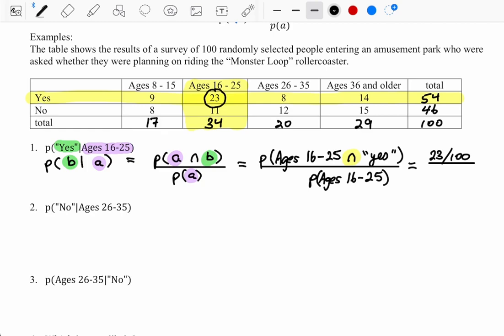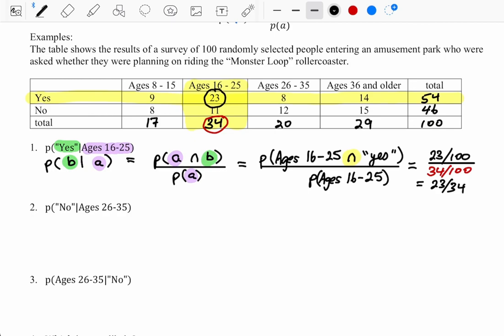Now the probability of just a person saying that they're in the 16 to 25 category would be 34 out of the 100, which simplifies down to 23 out of 34.